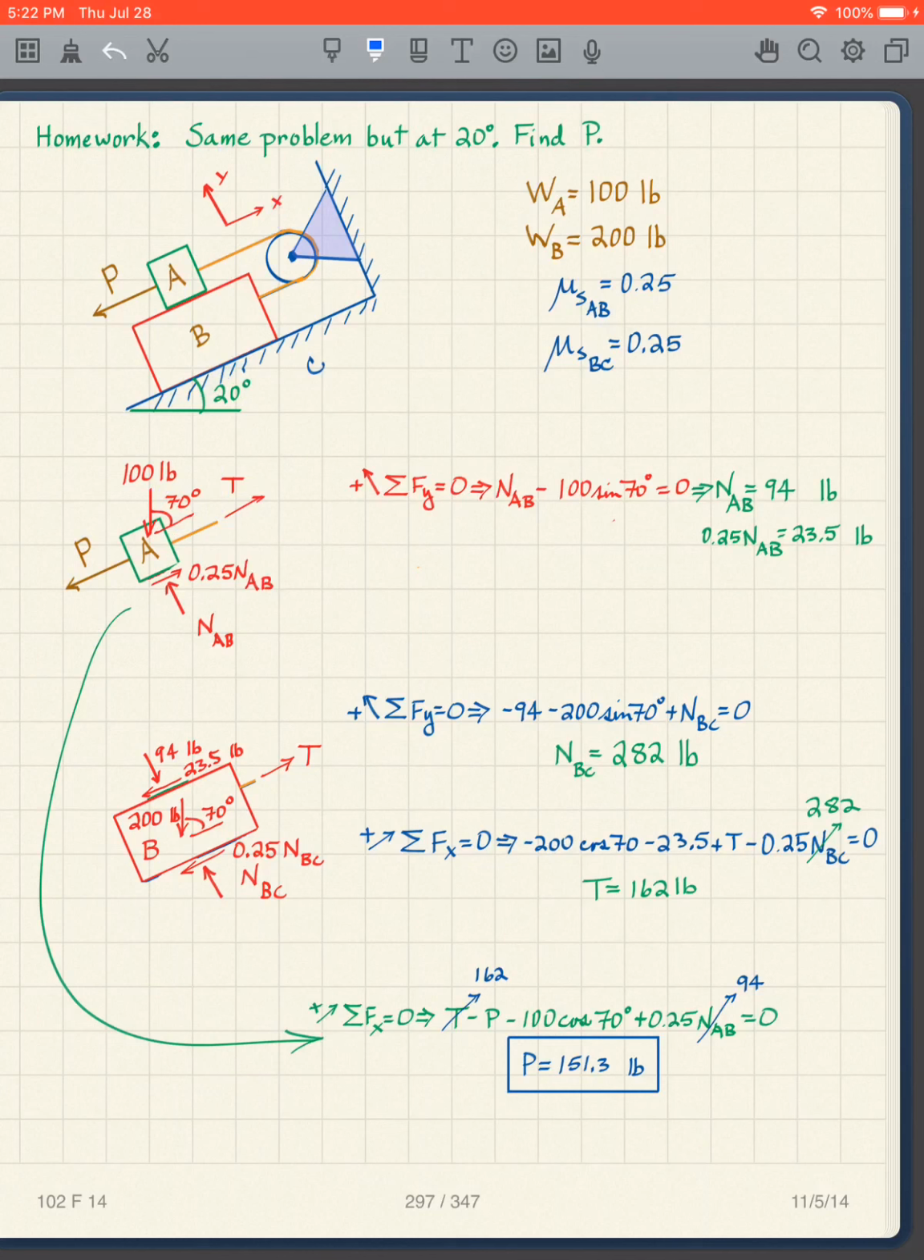So again, I'm just going to take the sum of the forces in the y direction first. What do I have? I have that in the y direction, and I have a component of this one in the y direction. So this is going down, so it's going to be minus 100 sine of the angle because it's y, plus the NAB because it's going upward in the y direction. And I get NAB is 94 pounds, and then 0.25 NAB is 23.5 pounds.